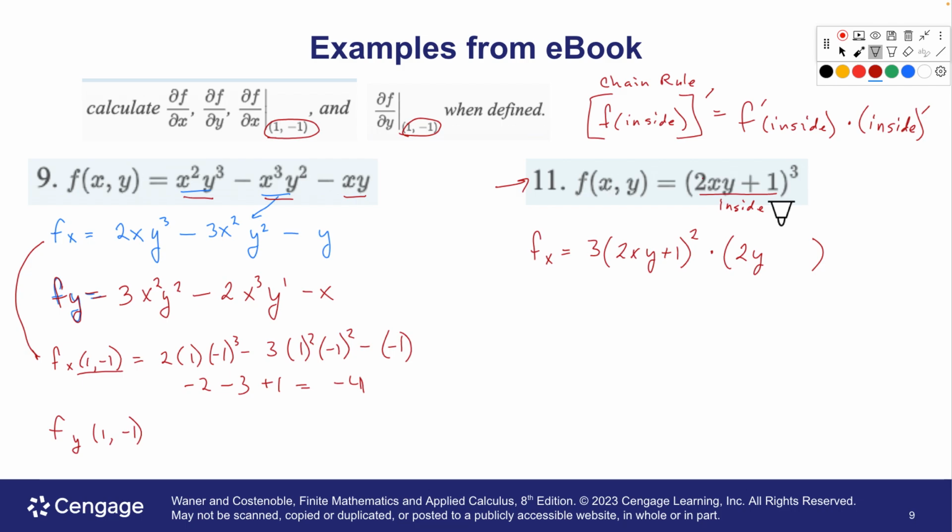The derivative of 1 is a constant, or 1 is a constant, so its derivative is 0. If you want, you could put that there, but it's going to quickly disappear. And we can just write this as such. And if you want to simplify, we could do 3 times 2, so it's going to be 6y times 2xy plus 1 squared. Taking the derivative with respect to y, we get a very similar result. The outside is exactly the same.